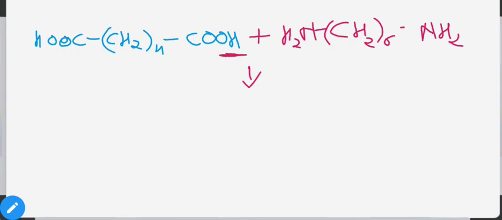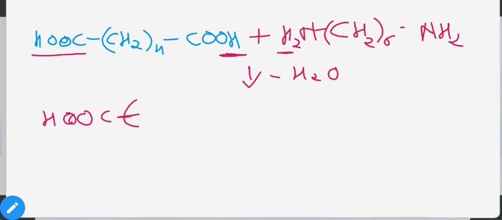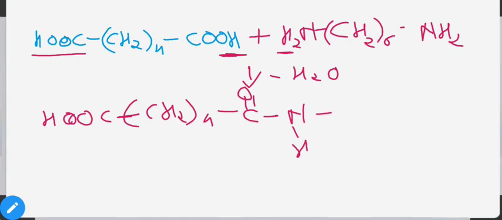carboxylic acid molecule will release OH group and amine group will release one hydrogen. So that means it will release one H2O molecule, and you will end up at one end with the carboxylic acid group still remaining at its position, and on the other hand NH2 group will remain at its position like this.